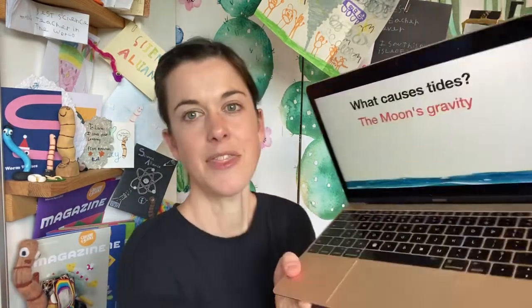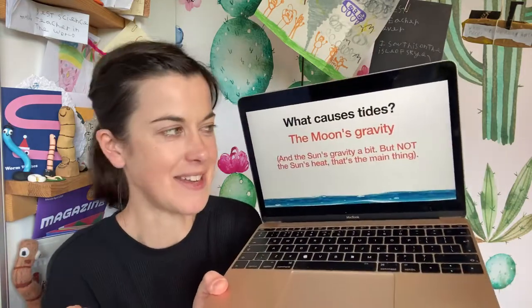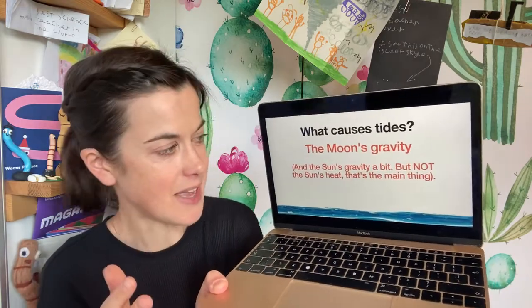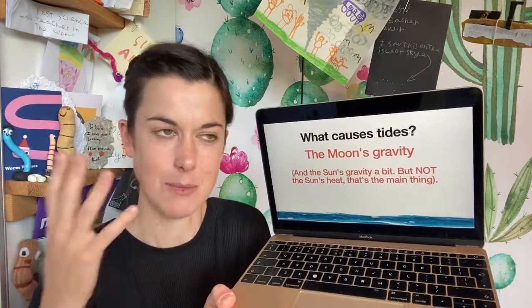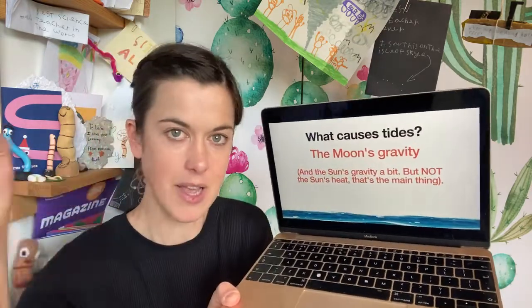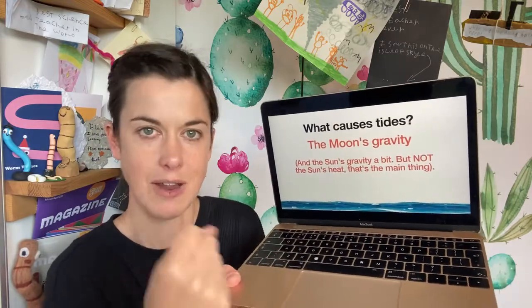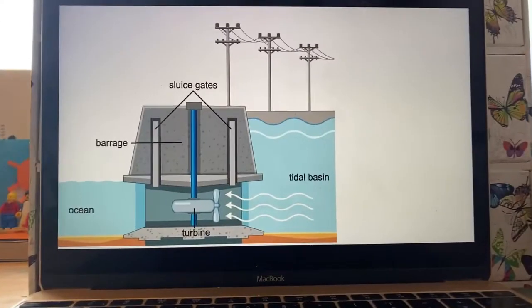What causes the tides is the moon's gravity. The tides do have something to do with the moon. It's the pull of the moon. It is also the pull of the sun a little bit, the sun's gravity. But I almost don't want to tell you that, because you might get confused and think that it's been heated up. It's not. The tides have nothing to do with heat energy hitting them. We'll just stick to the forces of gravity, mainly of the moon, causing the tides, okay? So here's a picture of how we actually produce electricity using tides.